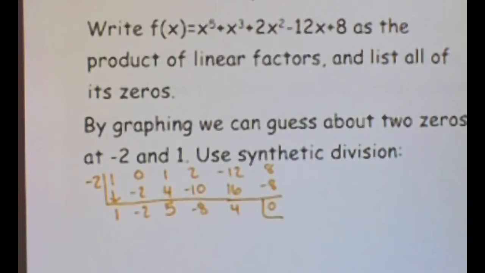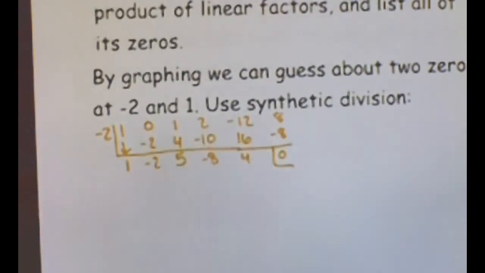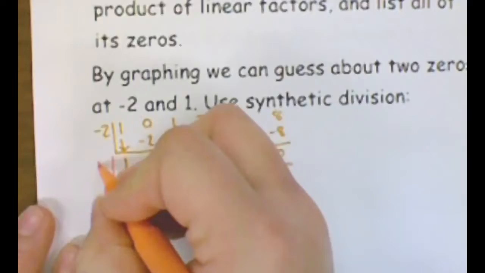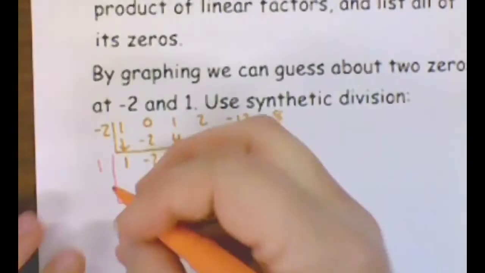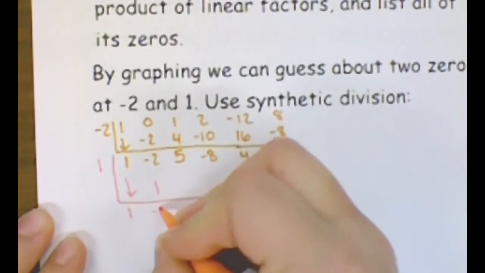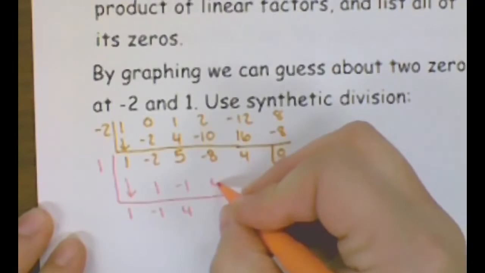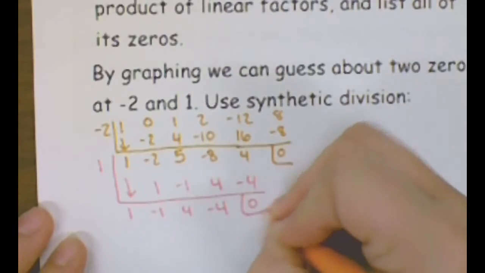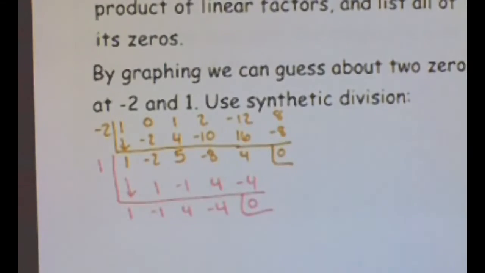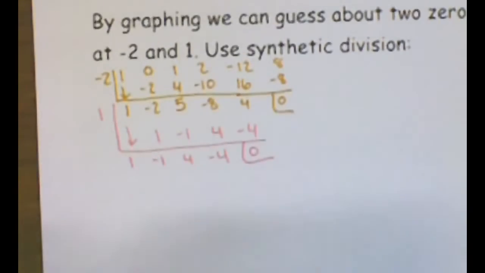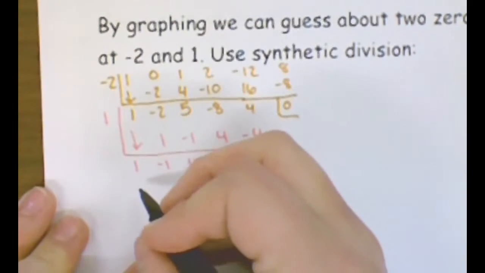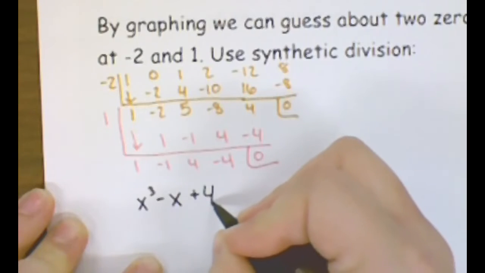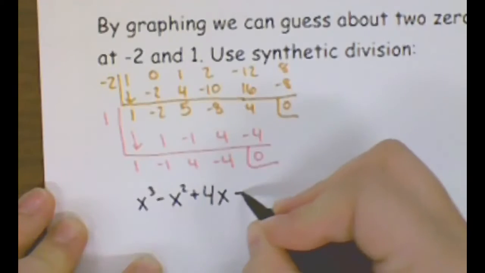Perfect. Now we know that 1 is also a 0, so I'm just going to take that part, ignoring the remainder section, and divide by 1. Bring down my 1. And if you've forgotten how to do this, you can always go back and rewatch. All right, remainder of 0 again. Perfect. That means now we are working with x cubed minus x squared, plus 4x minus 4.